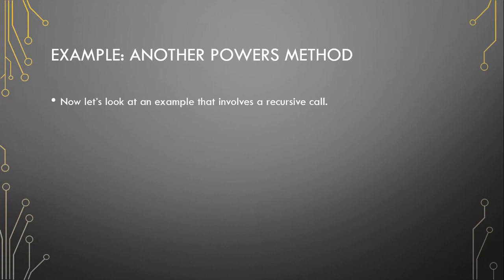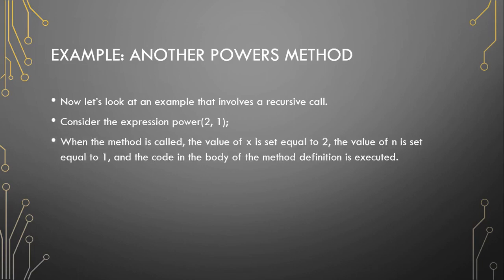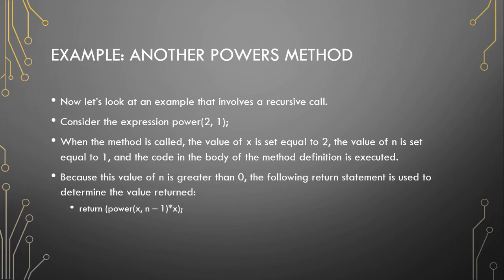Now let's look at an example that involves a recursive call. Consider the expression power 2, comma 1. When the method is called, the value of x is set to 2 and the value of n is set to 1, and the code of the body of the method definition is executed. Now, because this value of n is greater than 0, the following return statement is used to define the value returned. Return power, parentheses, x, comma, n minus 1, parentheses, times x. Which in this case is equivalent to return power 2, comma 0 times 2.